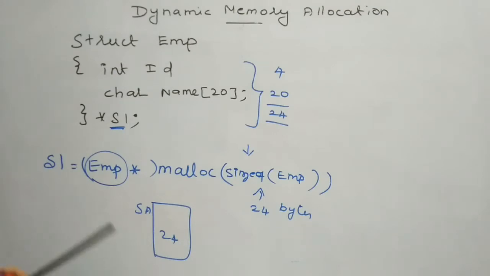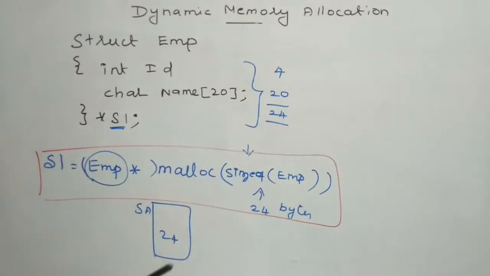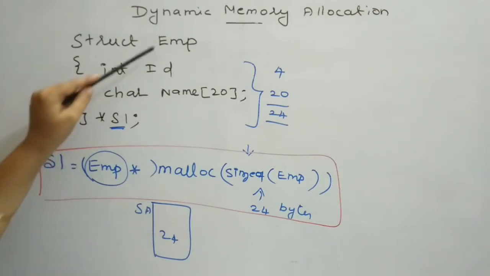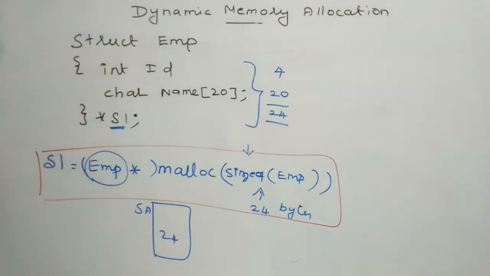Using this malloc function, during execution time, I may assign a block of memory for a value of this data type, that is, the structure employee.